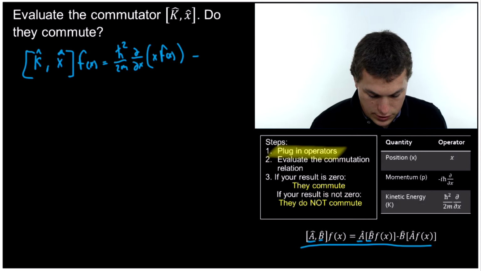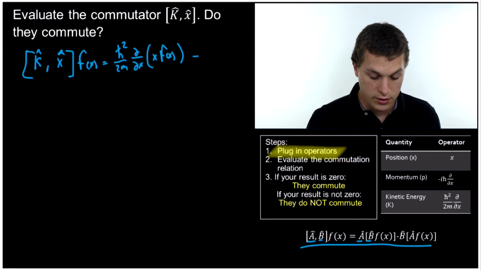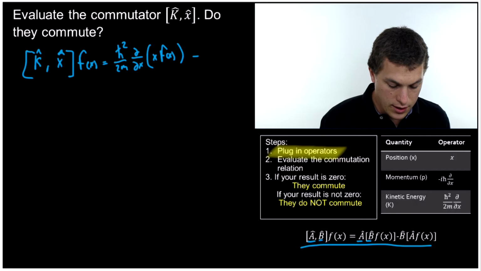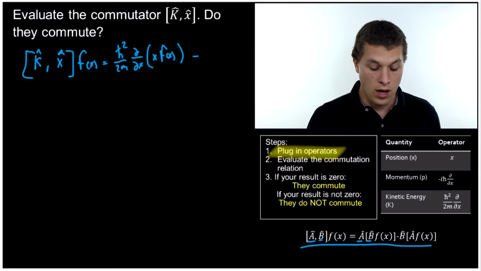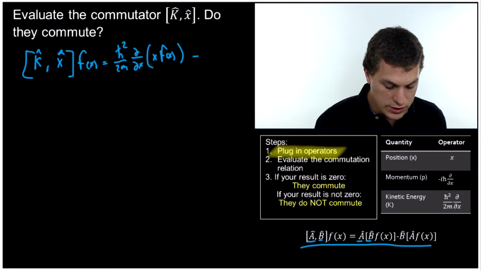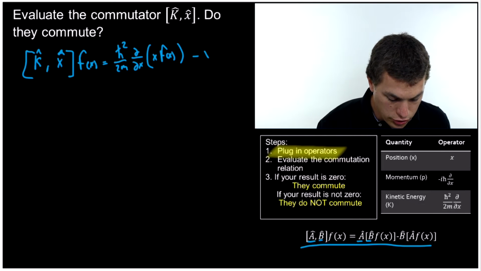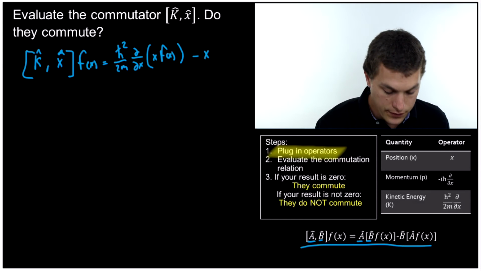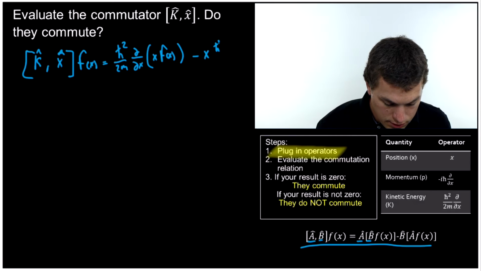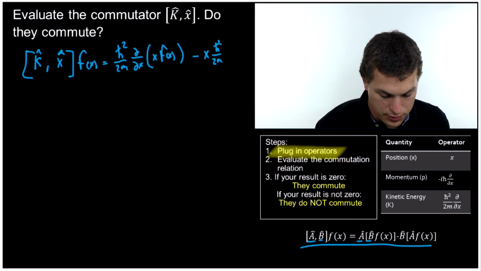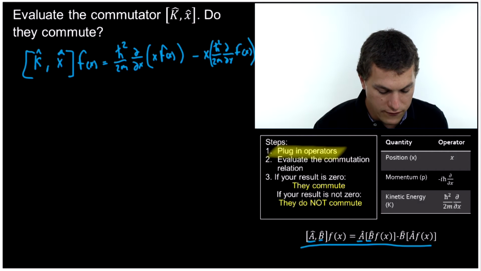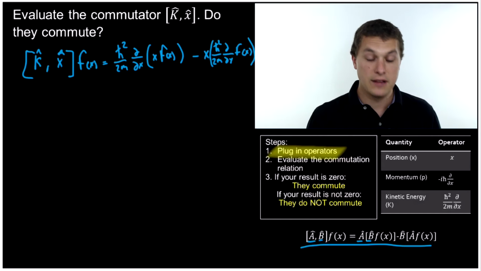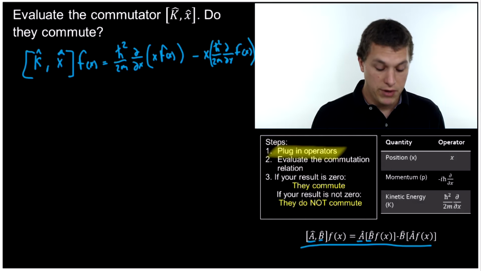All right, so that's the first part of our commutator relation. We have our first operator and our second operator both acting on that function. Now all we're going to do is flip their order. So first I'm going to do the position operator, and then I'm going to do the kinetic energy operator. So, if we evaluate this expression, and at the end we get 0, they commute. If at the end we get not 0, they don't commute.